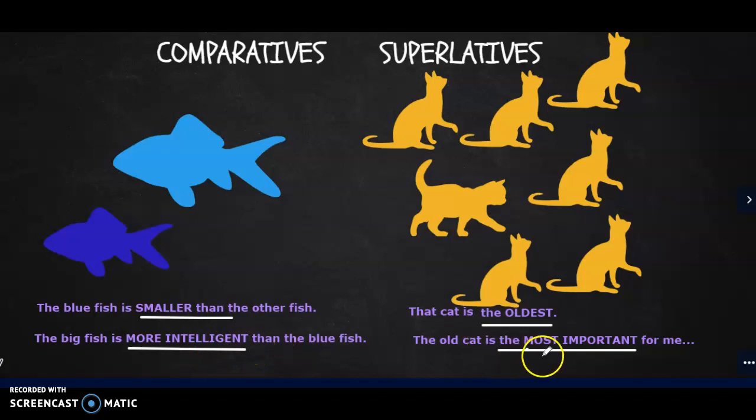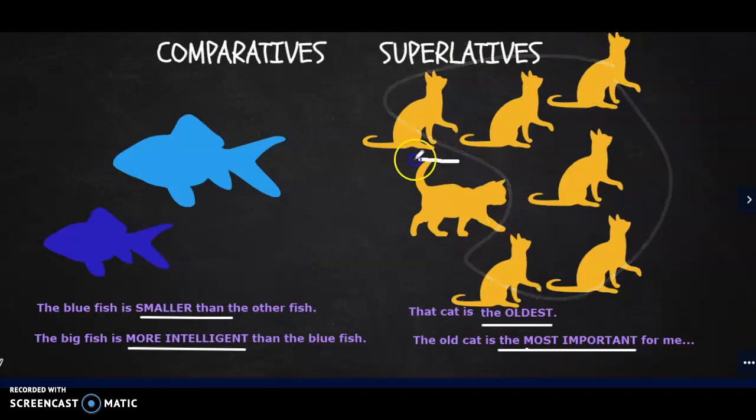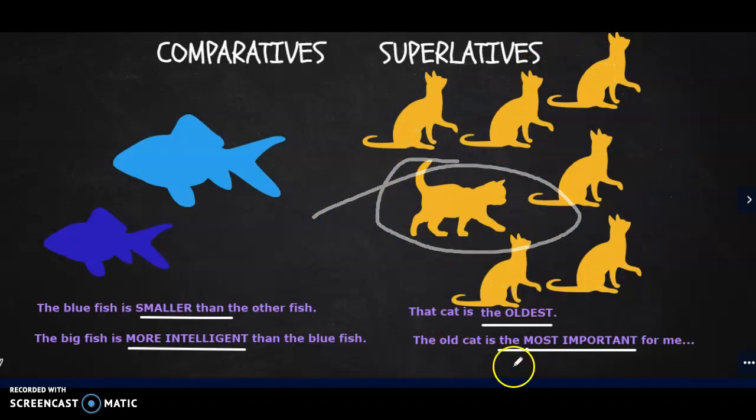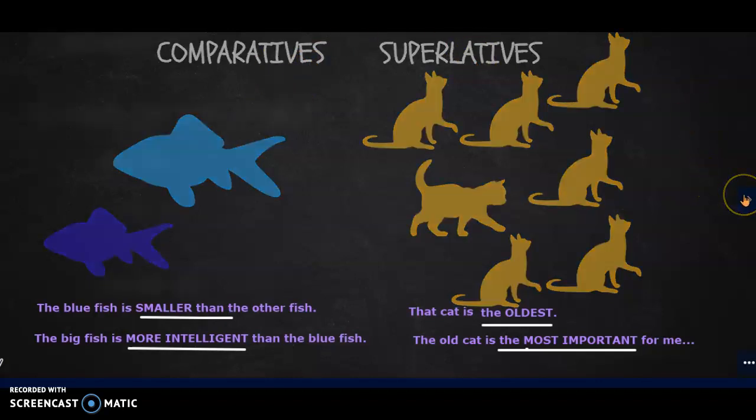The old cat is the most important for me. It is the most because the other cats are really not that important, but this one is my cat, so it is the most. Okay, this is just to remember. Today, we're going to learn a little bit more of each one of these structures. Let's go.